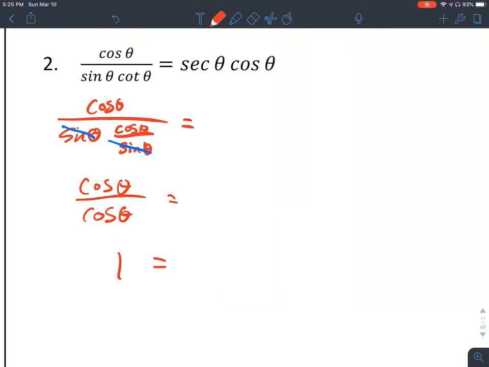Oh, look at the right side. We are multiplying two reciprocals. So that's also equal to 1. Yay, ones.